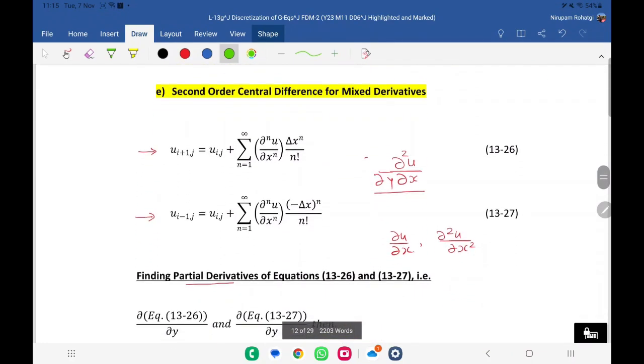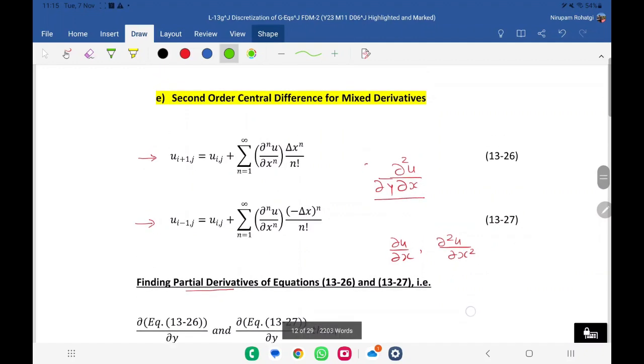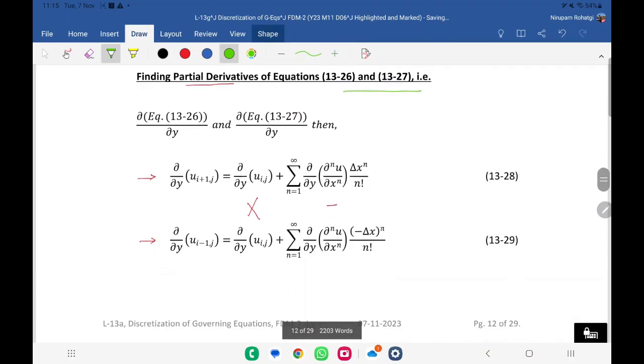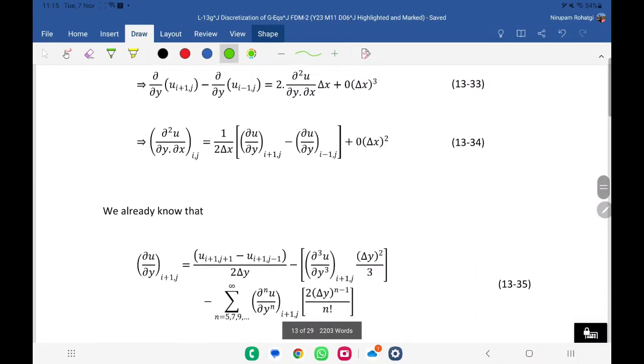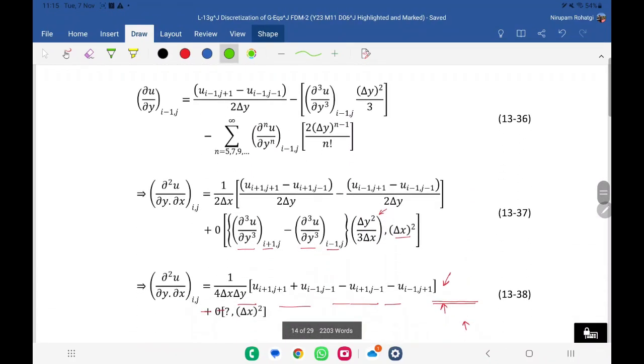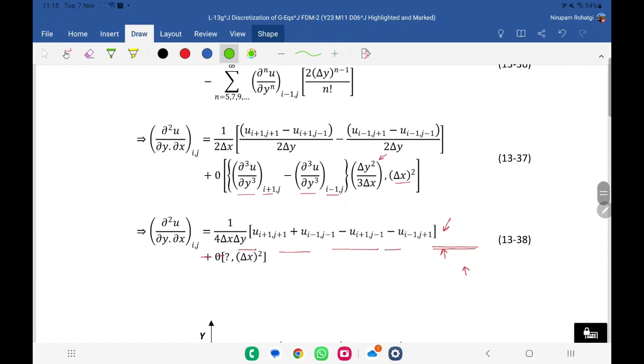Then we moved on to the mixed derivative. We talked about the mixed derivative, and in the case of the mixed derivative again we wrote an equation, and the equation was of this form. Okay, and when we talk about truncation error, there are 2 truncation errors. One is in the form of delta y square, and 1 is in terms of delta x square.